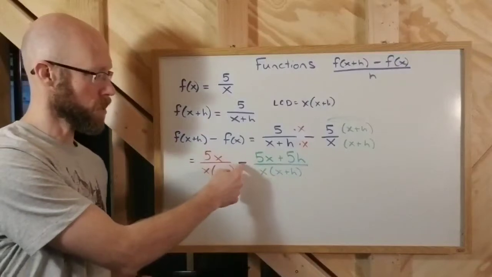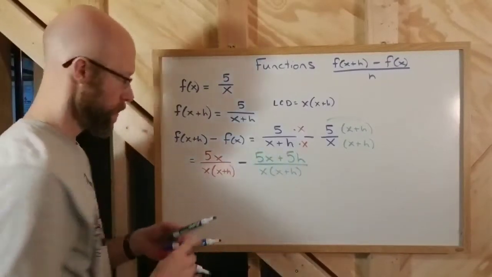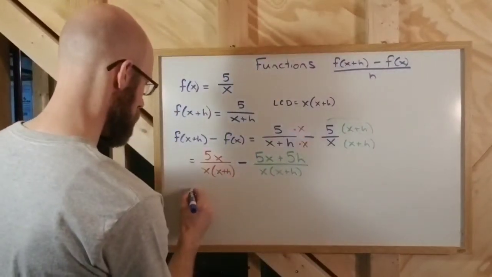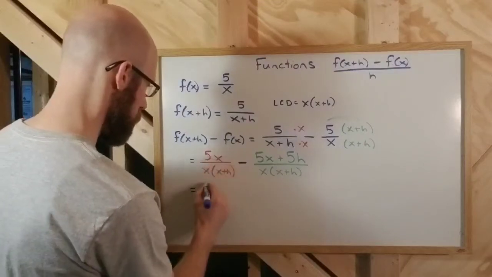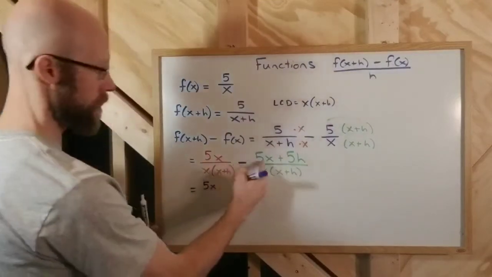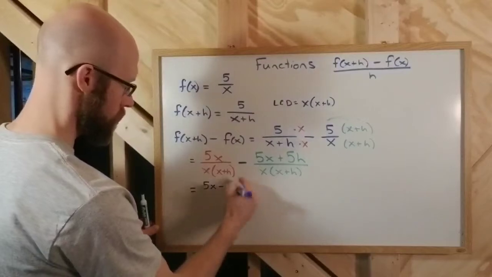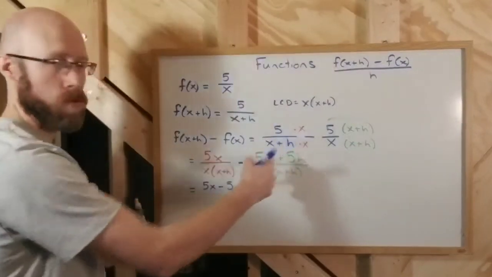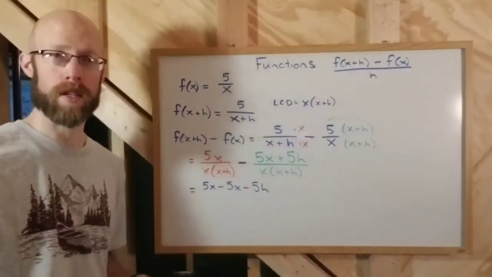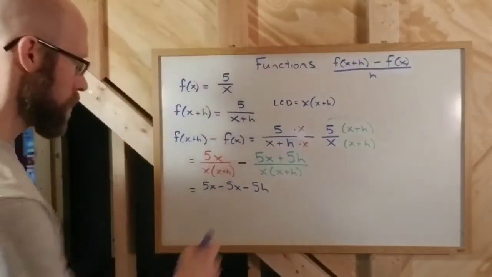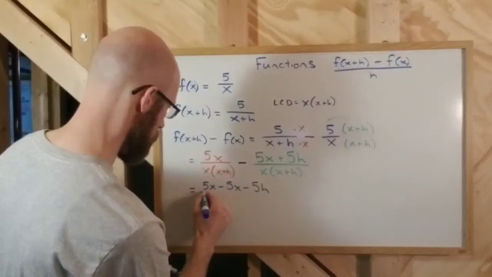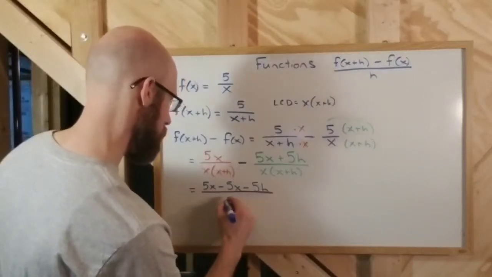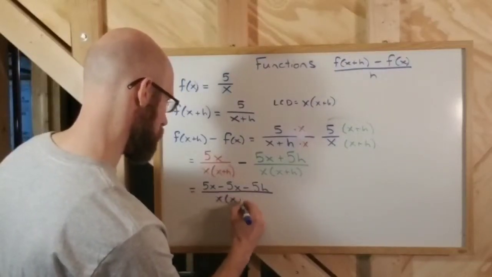Before I do that, I have to distribute the subtraction across. So I'm going to make these into one fraction. It's going to be 5x minus 5x minus 5h. All right, so the minus distributes to both terms on top. We're subtracting the whole fraction there. Then the LCD remains on the bottom. So it would be x times x plus h.